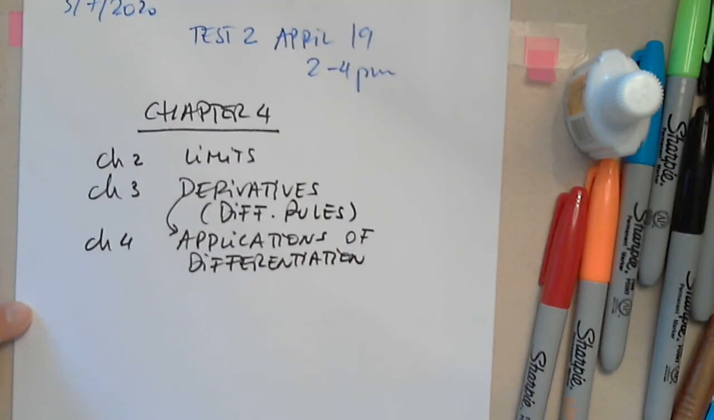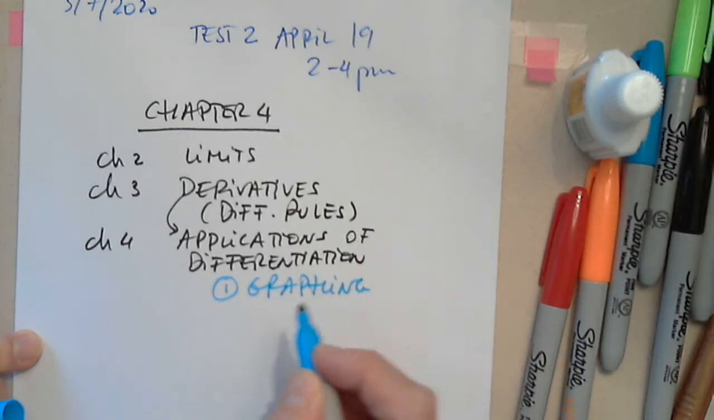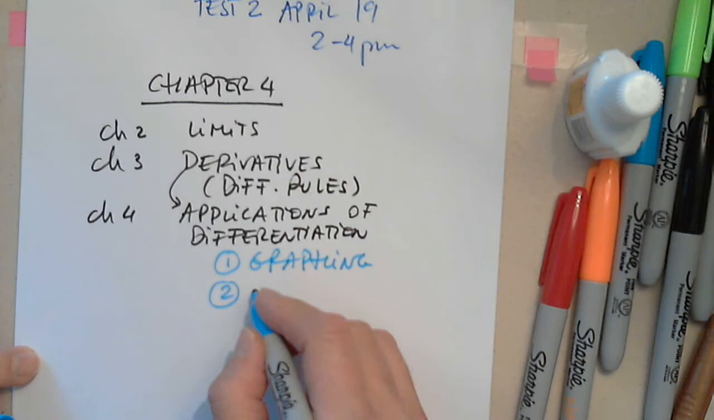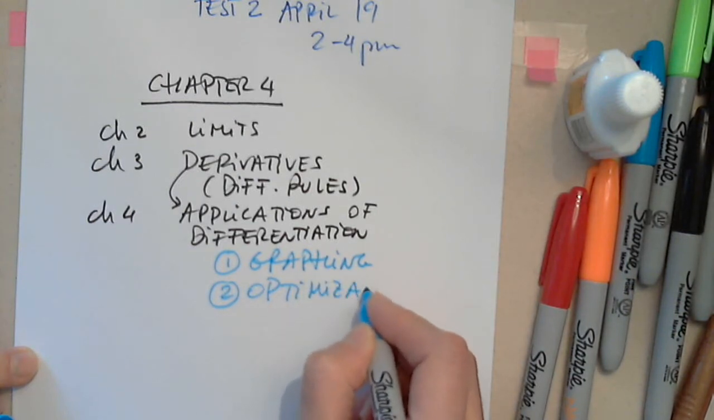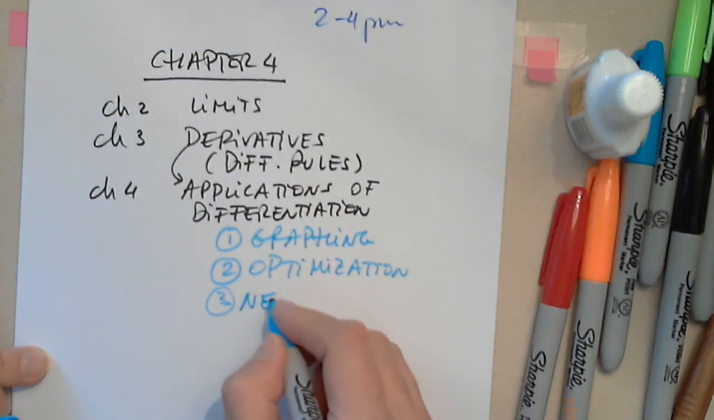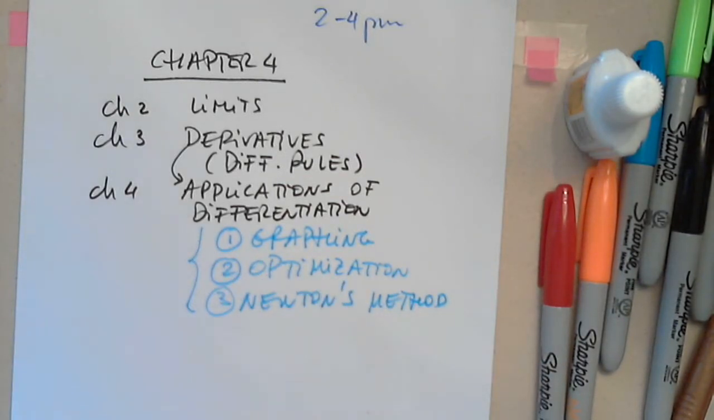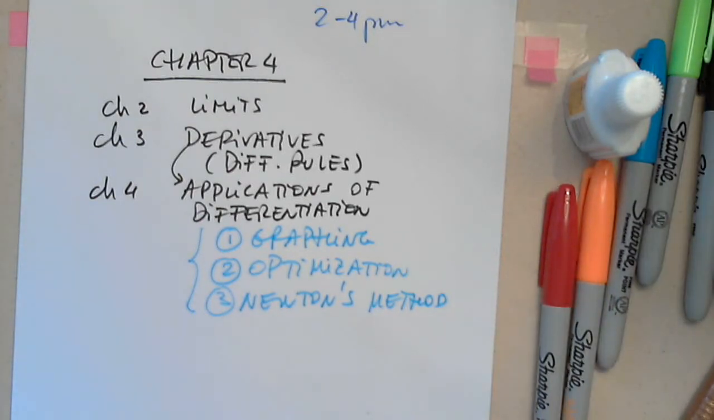And we have 3 major applications here. We're going to look at graphing. We are going to look at optimization. And finally, we're going to look at Newton's method. These are the major applications that we are going to look at, and some minor things here and there in between. And the last chapter will be chapter 5, and we'll talk about that hopefully soon.